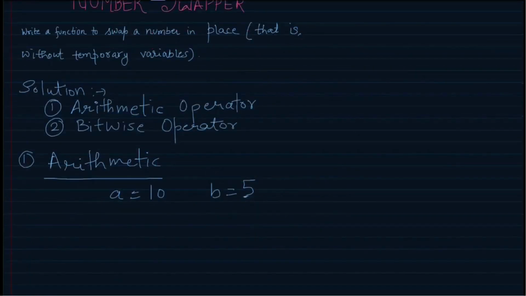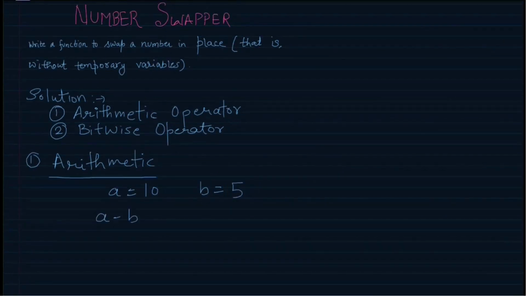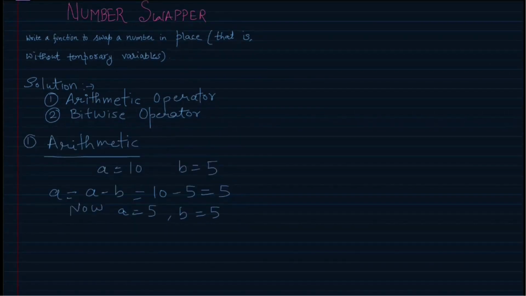So using arithmetic operator, let's take an example. A is equal to 10 and B equal to 5. First we will take a difference of A and B and then assign it to A. So A becomes 5. Now A is 5 and B is also 5. Now let's take addition of both and assign it to B.